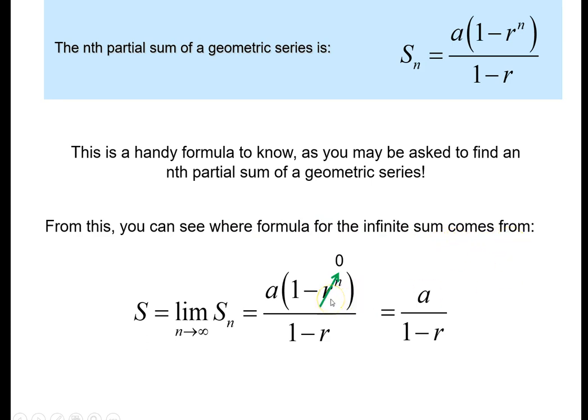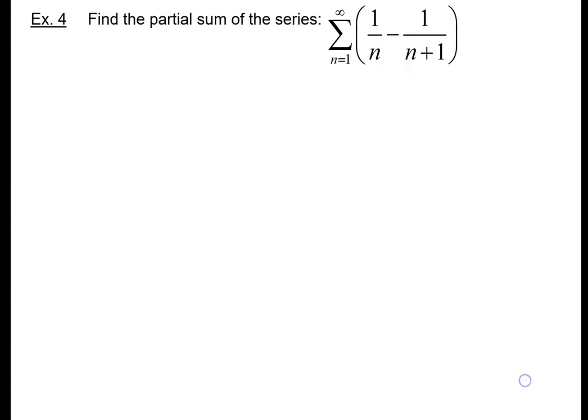From this you can see where the formula for the infinite sum series comes from. If R is a number less than 1, R to the n power, the limit, remember we said to get an infinite sum, it's the limit of the nth partial sum. So if n goes to infinity, this goes to 0, which just leaves me with A over 1 minus R. So that's where that infinite sum formula we were working with a few minutes ago comes from. It's the limit of this nth partial sum formula.